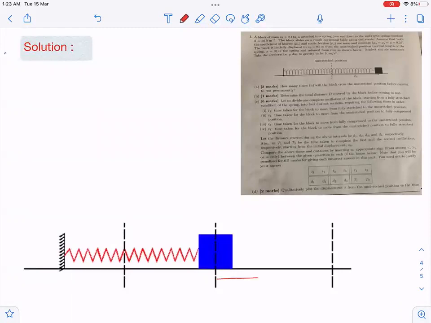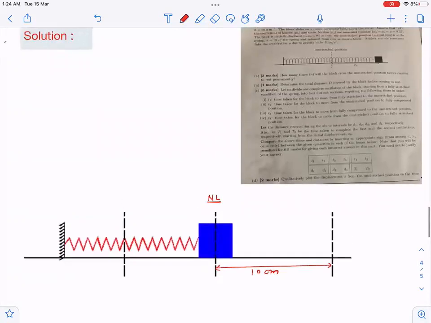This distance is 10 centimeter, and this position is the natural length. Let us see, when the block is going from here to here in this direction, what all forces are acting. Let us draw the diagram at some intermediate position. Spring force is acting like this, and the block is moving in this direction, so friction will act like this, which is mu mg. Since the coefficients of static and kinetic friction are given the same, kx and mu mg are acting like this.